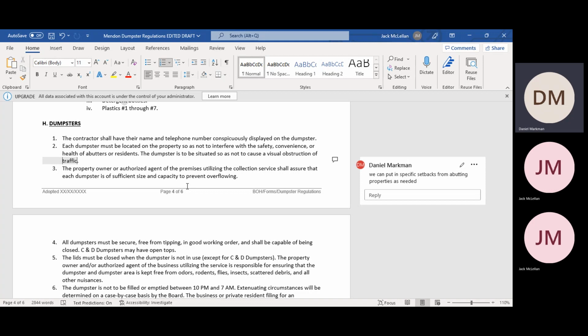It specifies that each dumpster must be located on the property so as not to interfere with the safety, convenience, or health of abutters or residents. So if you were to receive a complaint saying my neighbor is putting their trash bin so close to the property line that the smell is irritating me, then under these regulations as currently written, you could order that person to move their dumpster away from that property line in order to mitigate an existing concern.